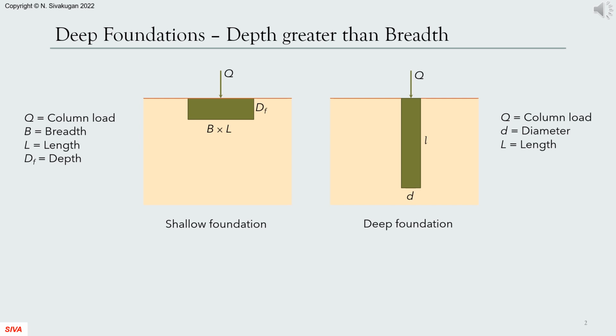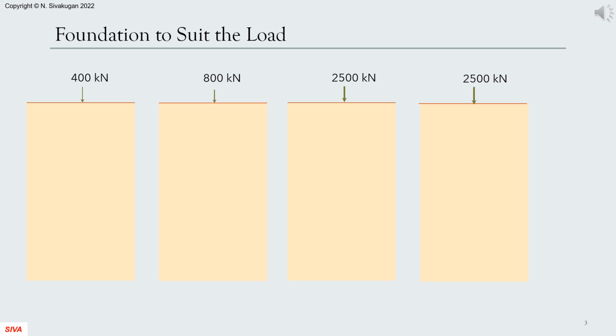In shallow foundations we see that the depth Df is less than the breadth B. It is opposite in deep foundations such as piles, where the depth is often much greater than the breadth. In a pile, the depth is the same as the pile length L, and the breadth is the pile width or diameter, denoted by d.